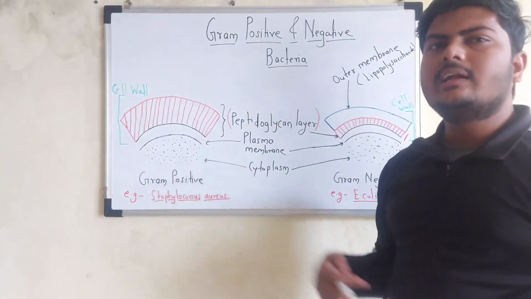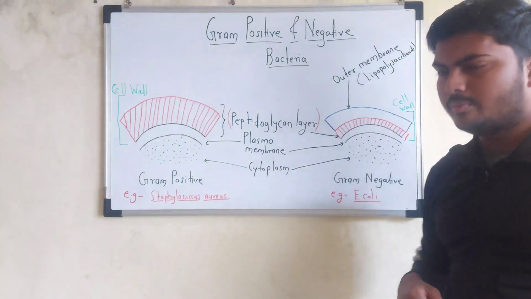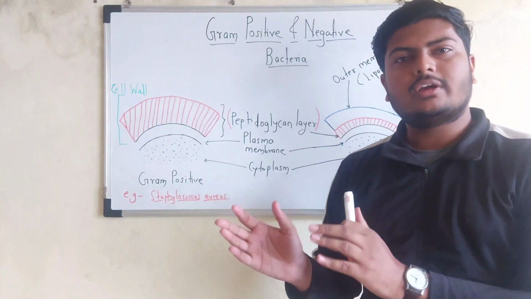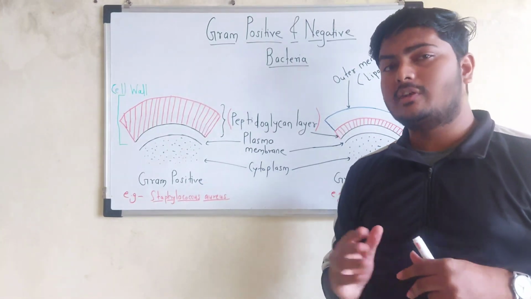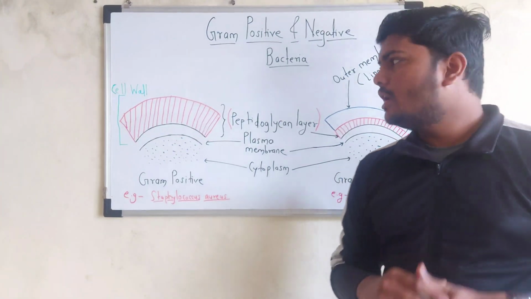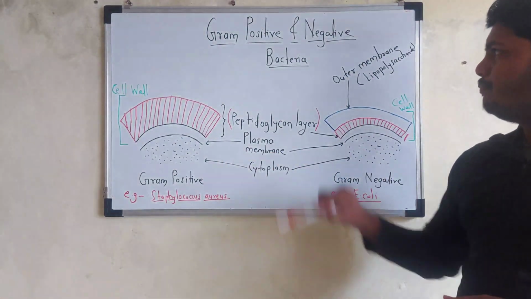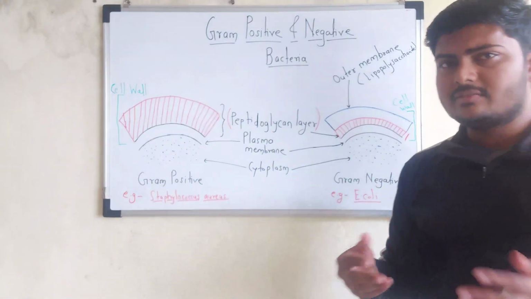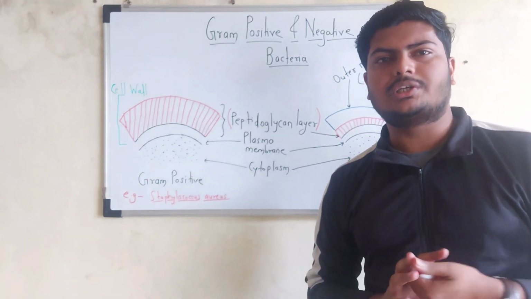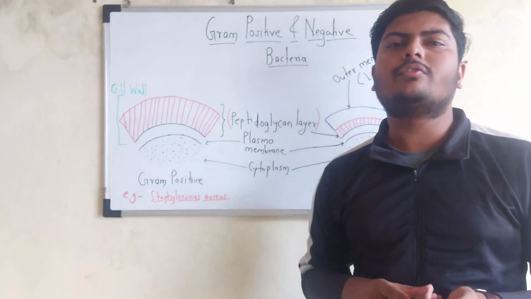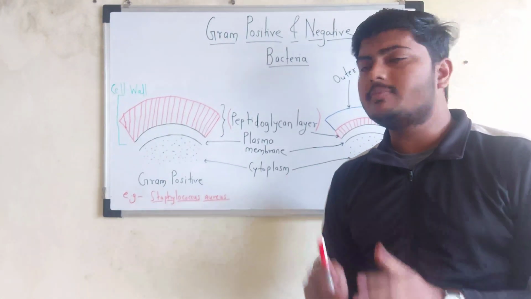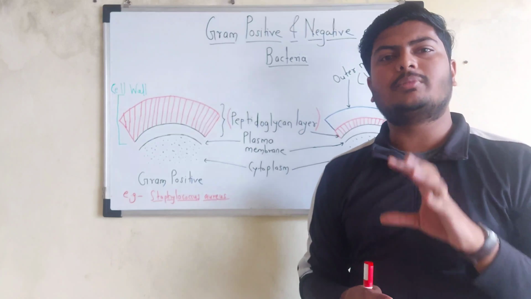So this is the basic difference between gram positive and gram negative bacteria, and how we can observe them under a microscope we will look at in a further lecture, where I will explain the procedure of gram staining. So that's it for today. This is the difference between gram positive and gram negative bacteria. Here we are differentiating the bacteria on the basis of cell wall composition, whereas in the previous lecture we saw the differentiation of bacteria on the basis of their shapes.